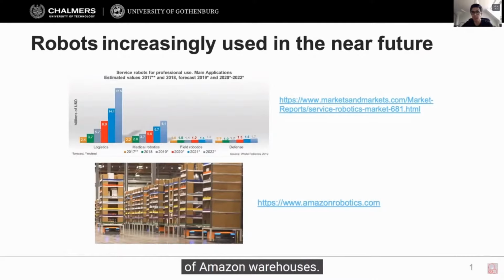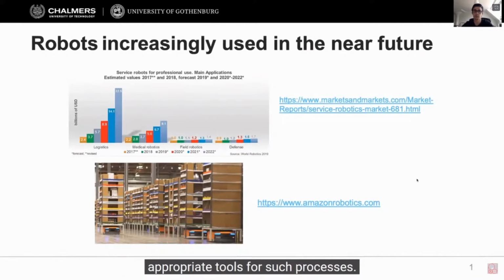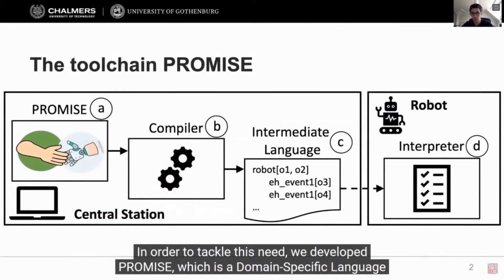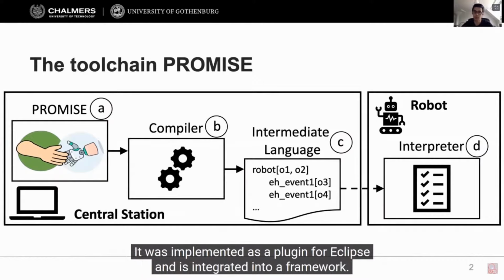These tasks or missions must be specified and commanded by users who are in need of appropriate tools for such a process. In order to tackle this need, we developed Promise, which is a domain-specific language with the aim of specifying missions to teams of robots in a simple yet expressive way. It was implemented as a plugin for Eclipse, and it is integrated into a framework.